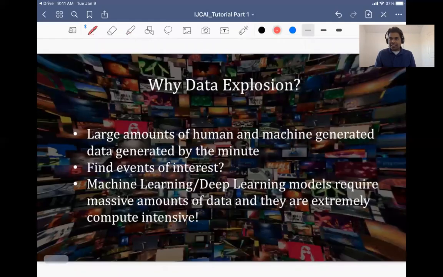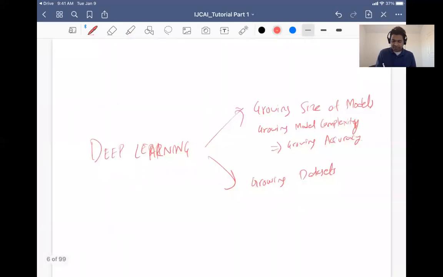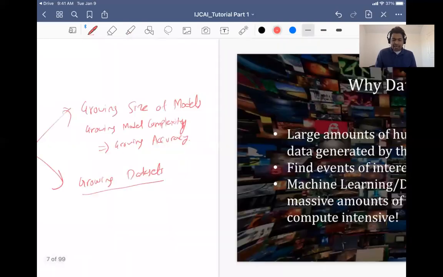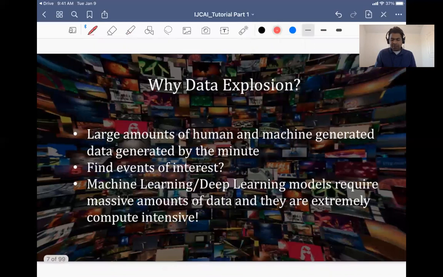So there is naturally this data explosion, right, which is associated with these growing data sets, and large amounts of human and machine generated data are created by the minute, right? So how do you essentially find events of interest for humans to consume? And secondly, since deep learning models require massive amounts of data and are extremely compute intensive, how do we make deep learning more efficient?